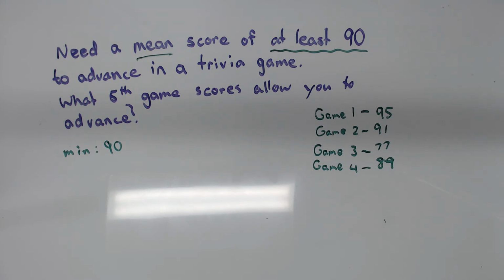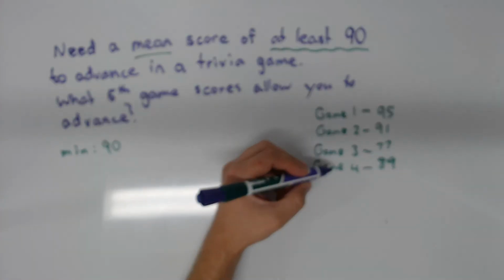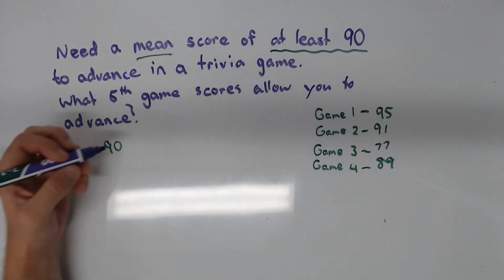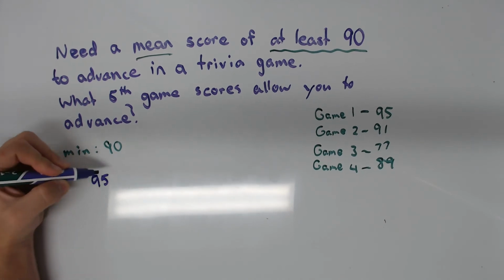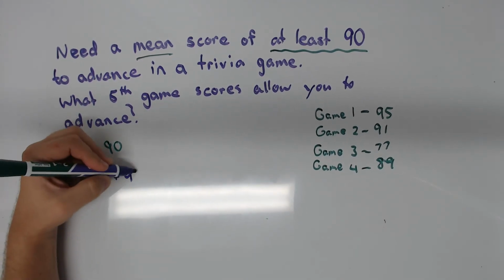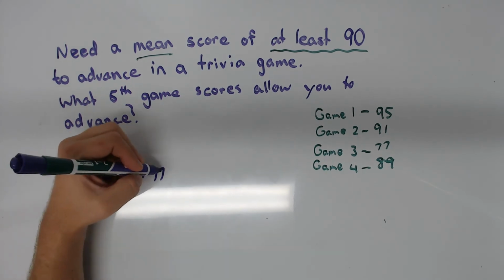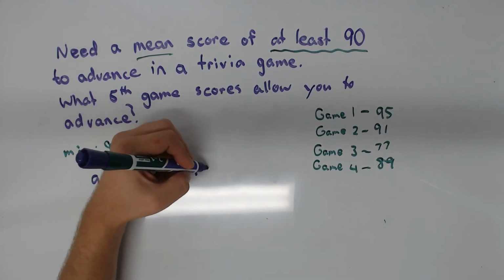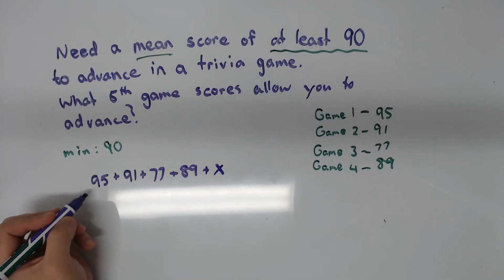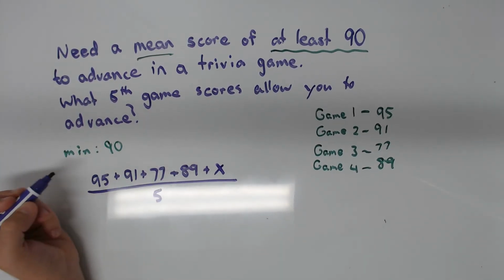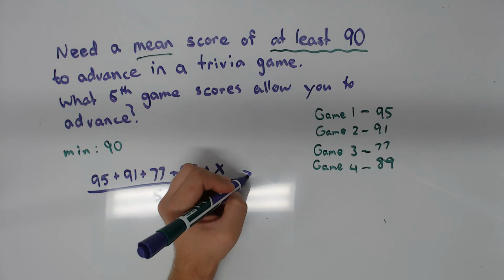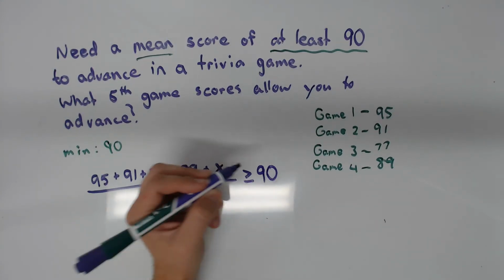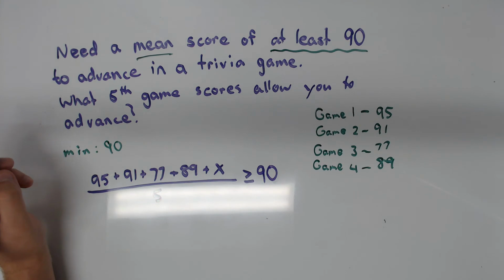All right, so average of at least 90, 5 games. We don't know the fifth game, but that's okay. When we don't know a number, we just fill it in with a variable. So 95 plus 91 plus 77 plus 89 plus a fifth game, x, divided by 5, divided by how many numbers we're adding together, and we want to be at least 90. 90 is okay, bigger than 90 is okay, less than 90 is not.